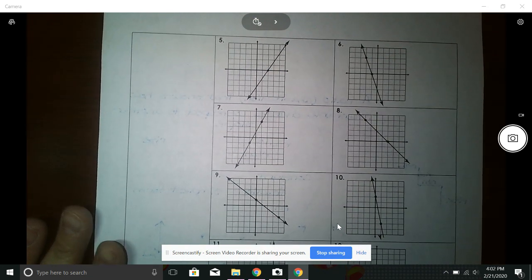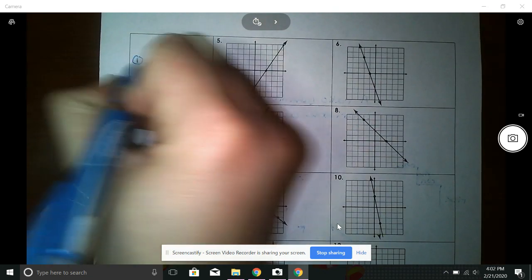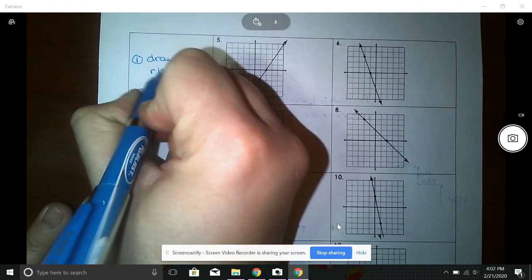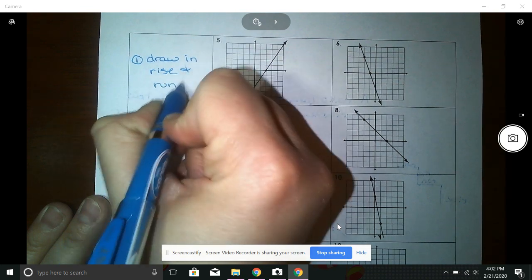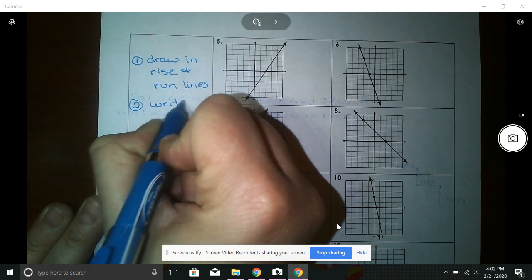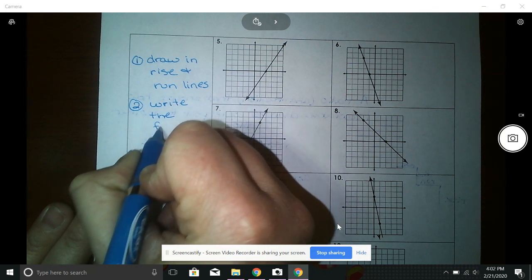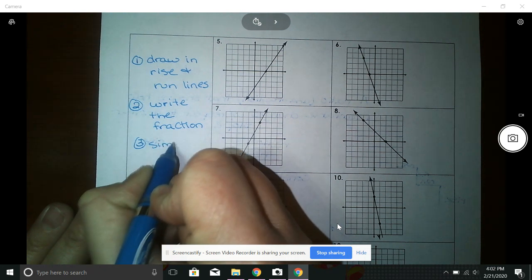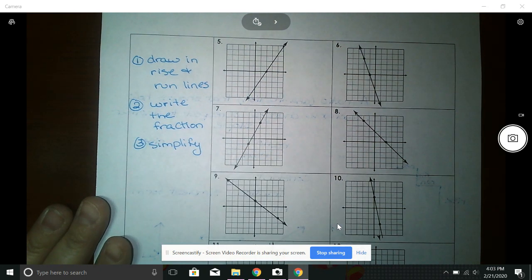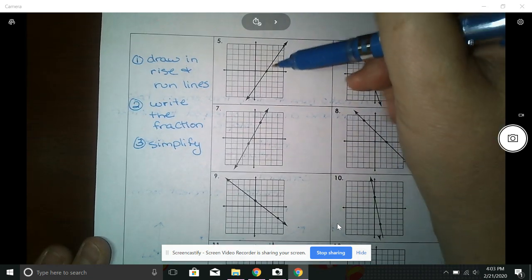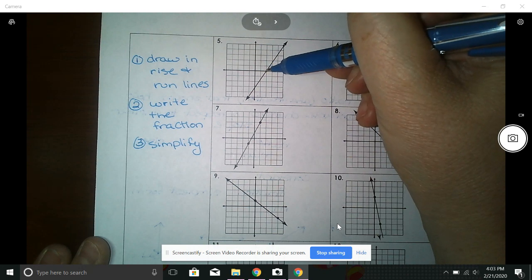Okay, here's our process. Step 1, draw in rise and run lines. Step 2, write the fraction. And step 3, simplify. If you enjoy a step-by-step process, you could follow these steps every single time. So step 1, draw in the rise and run lines.